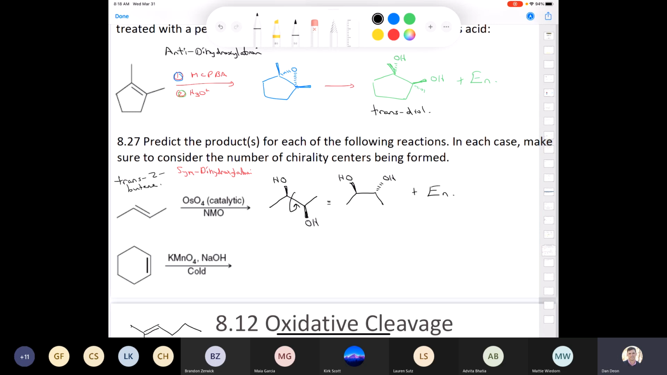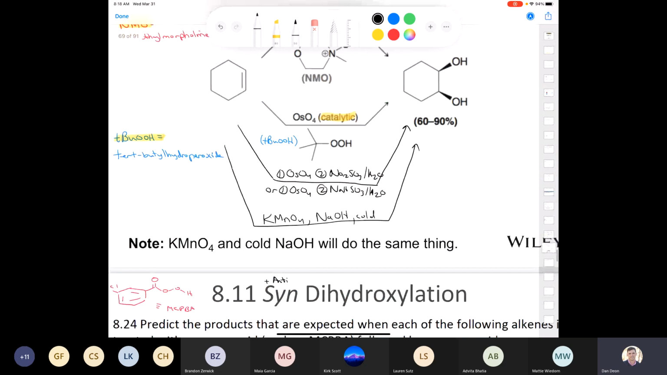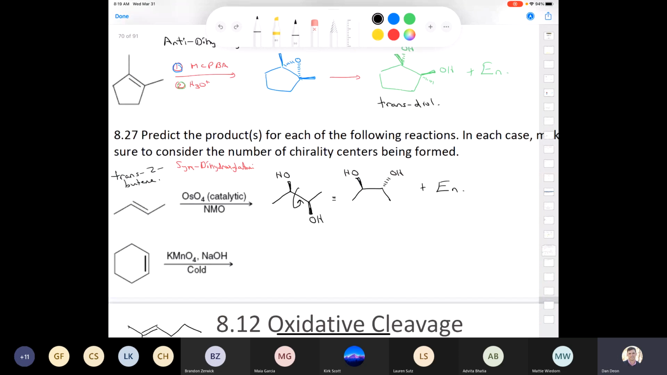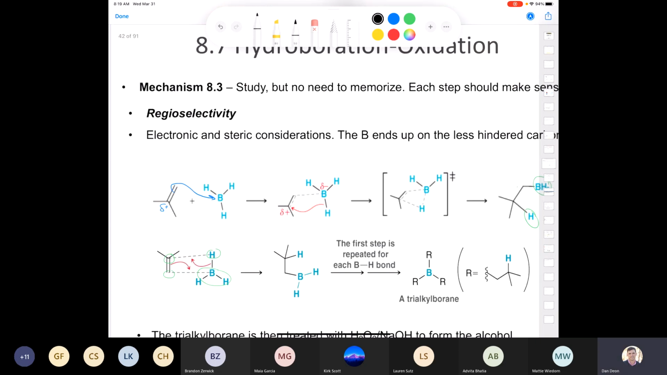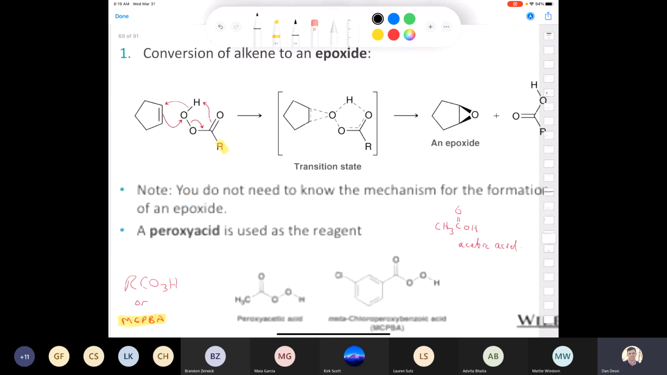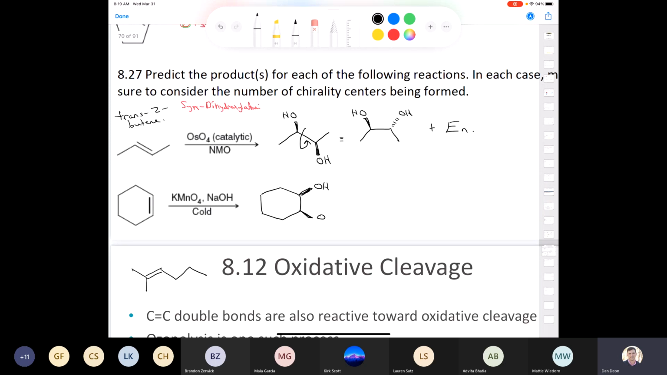All right, next conditions are potassium permanganate and sodium hydroxide. Cold temperature, go back here. I told you that when you do that, you get syn dihydroxylation. So that means we're going to get the syn product. And if we draw that out, it's going to look something like this, where we have our cyclohexane intact, like this. We'll put one of the hydroxyls pointing up and the other one pointing up. Son of a gun. Why, Lord? Why? There we go. We'll draw the other one pointing up like this.